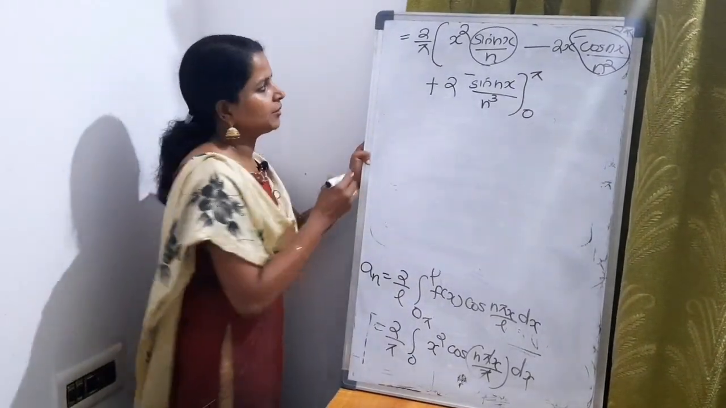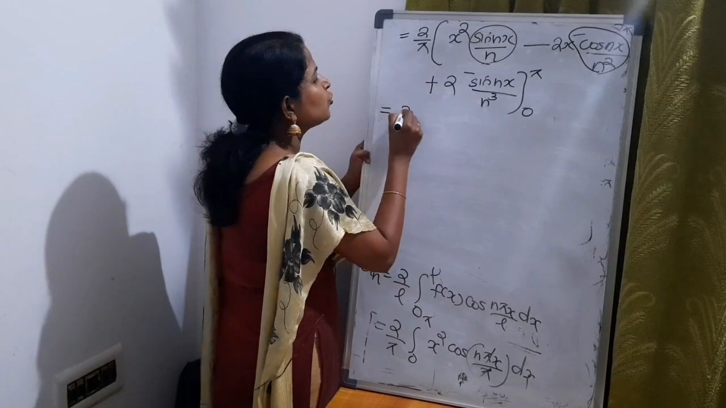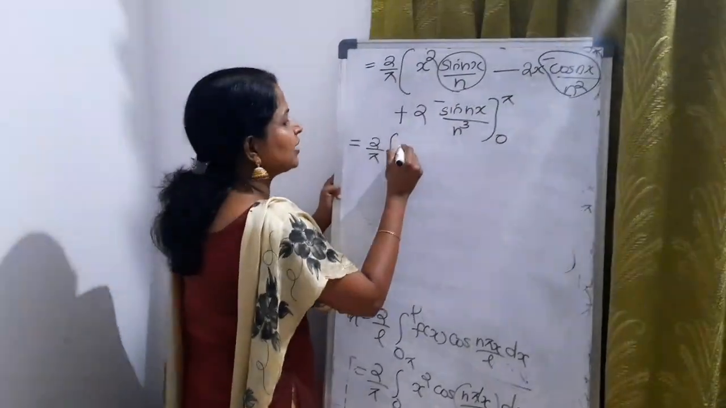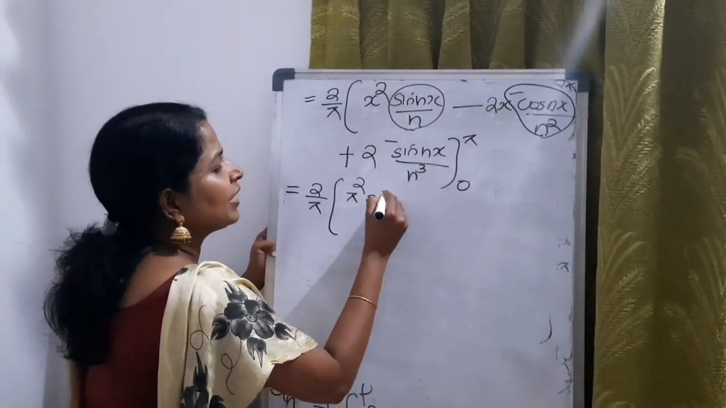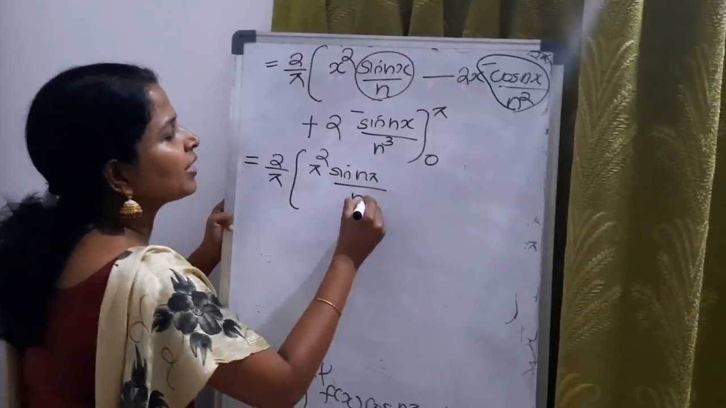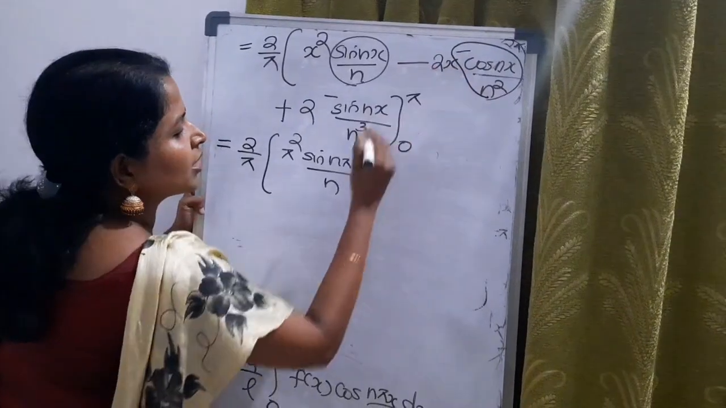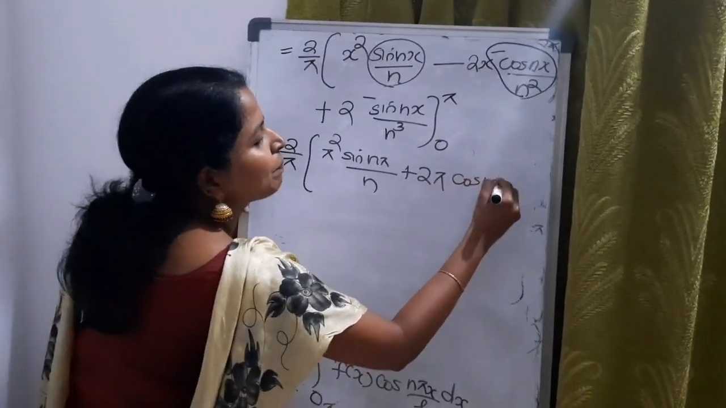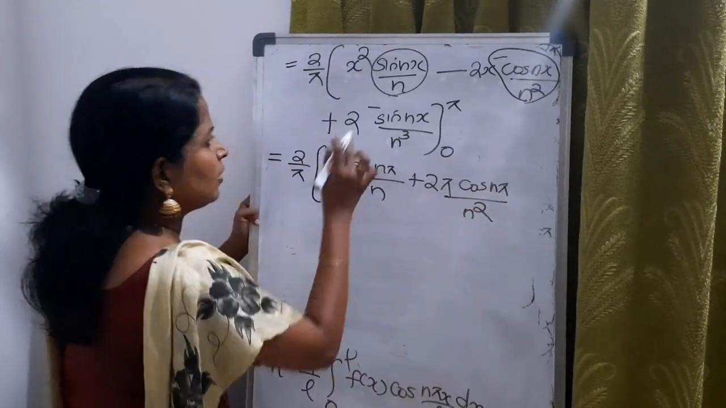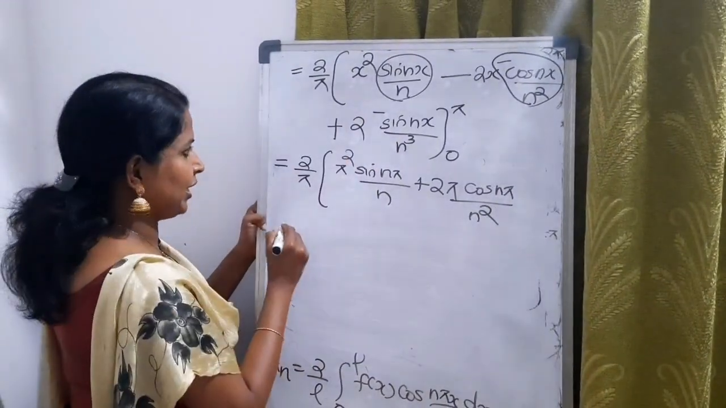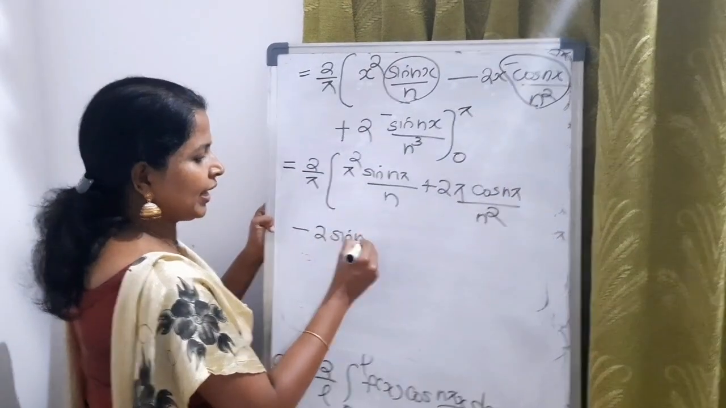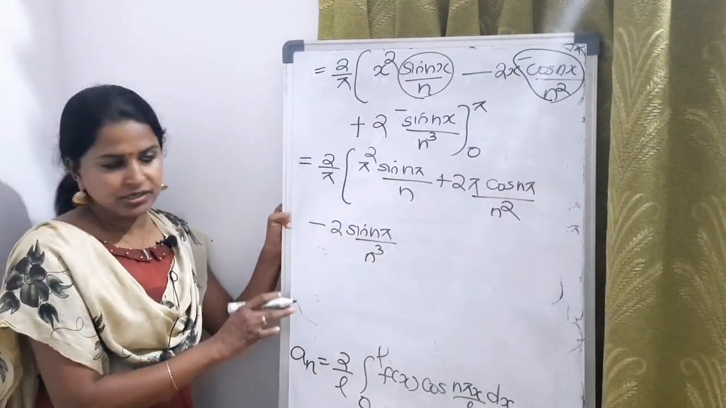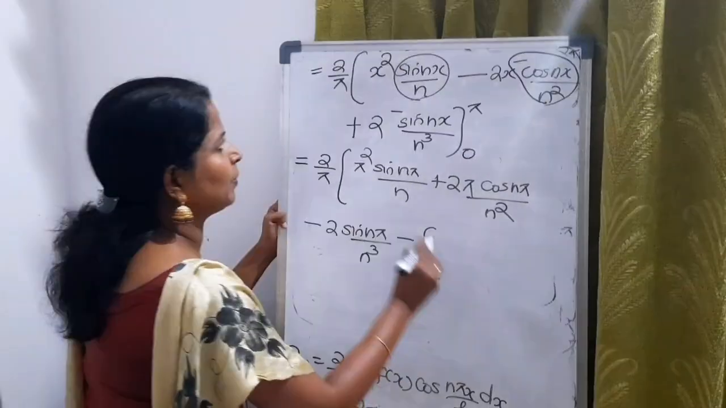0 to pi. That is equal to 2 by pi into, put x equal to pi: pi square sin n pi by n, minus positive 2 pi cos n pi by n square, positive negative, minus 2 sin n pi by n cube. This is the upper limit. Then minus the lower limit.